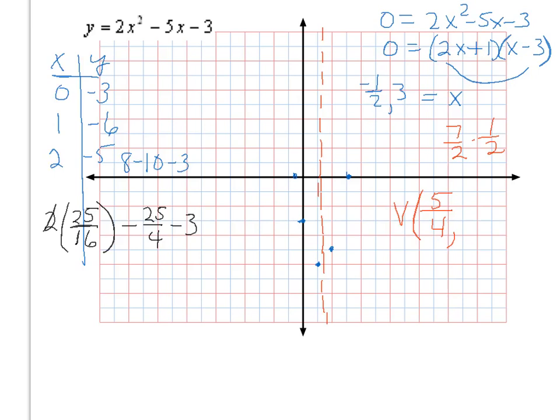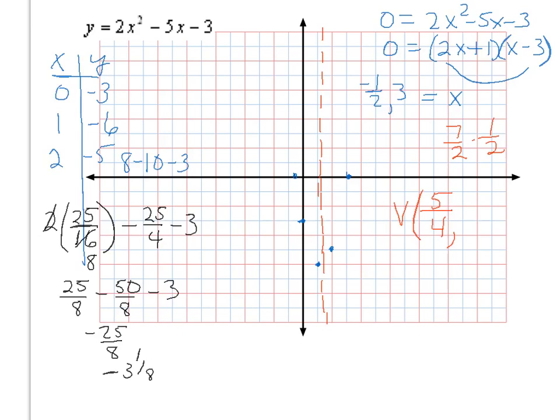So I'm going to reduce the 2 into the 16. So I have 25/8 minus 25/4 minus 3. So I need a common denominator. So I'm going to change my 25/4 to 50/8, and then minus 3. Now just combine. 25/8 minus 50/8 is negative 25/8. And negative 25/8 is just negative 3 1/8.